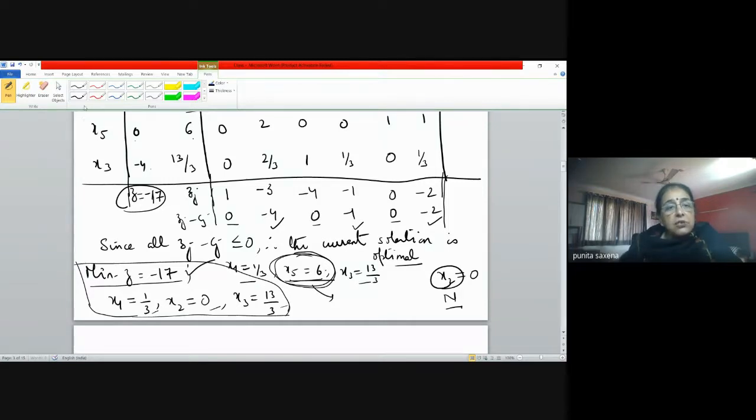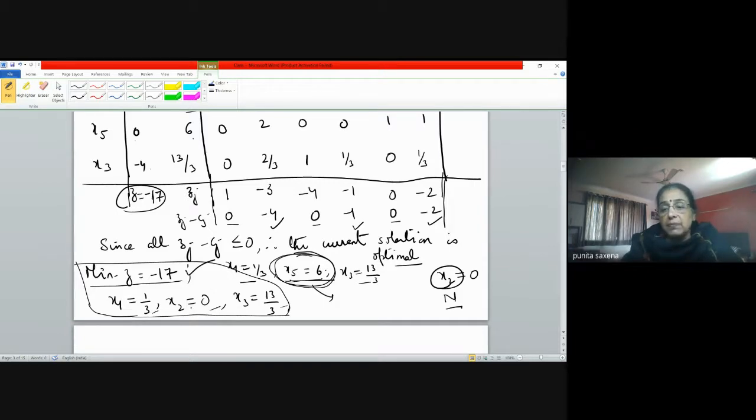So any decision variable, if it is not present in the optimal table as a basic variable, then that variable takes on the value 0. We have to write it as 0 because that means it is a non-basic variable, and all non-basic variables are equated to 0. This is how we move on, right?